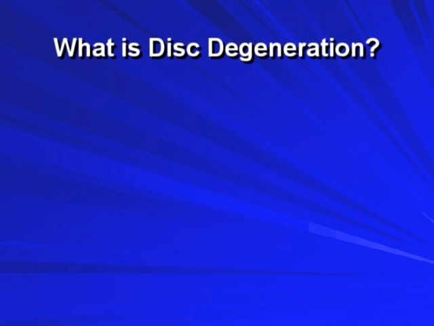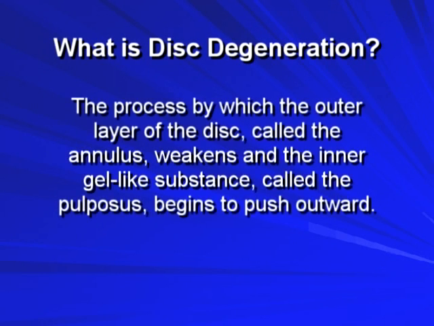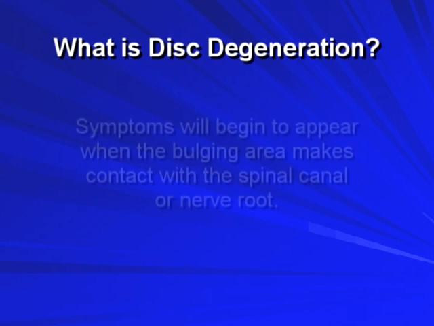So what is disc degeneration? As we age, the water and protein content of the disc begins to change, causing the weakening and deterioration of the disc material. When the outer layer of the disc, called the annulus, weakens, and the inner gel-like substance, called the pulposus, begins to push outward, this is often referred to as a bulging disc.